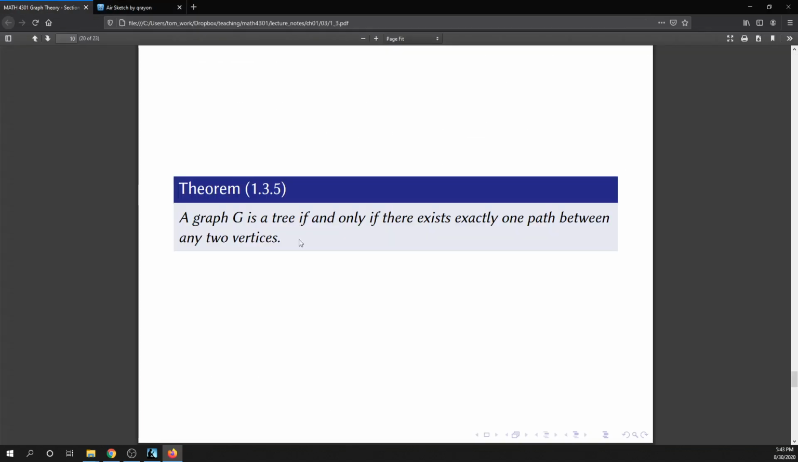So we have established that a graph G is a tree if and only if there exists exactly one path between any two vertices.